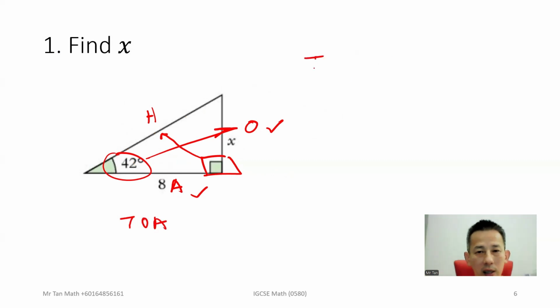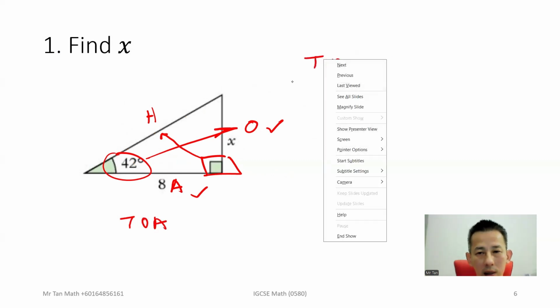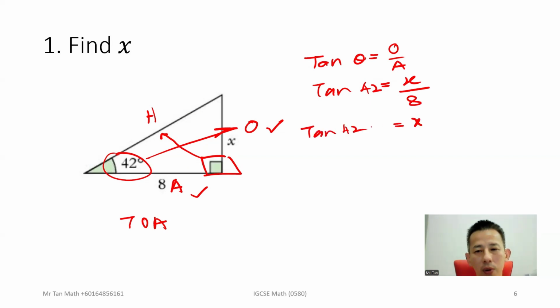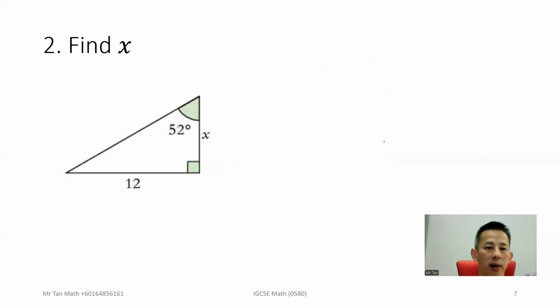So tangent theta is equal to O over A. Therefore, tangent 42 is equal to O, which is x, over A, which is 8. Therefore, your x is equal to tangent 42 times 8. You calculate tangent 42 times 8, and you should get 7.20. Okay. Next.